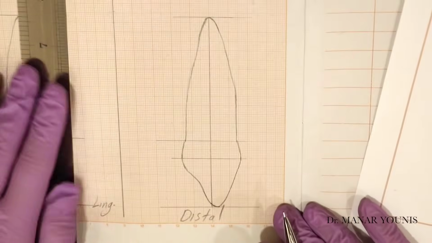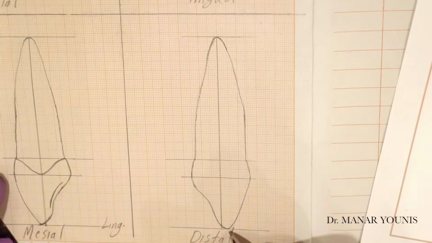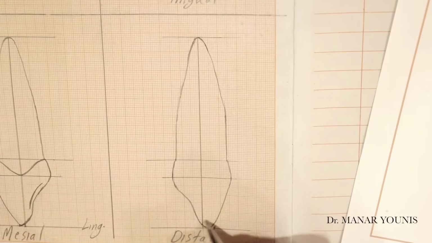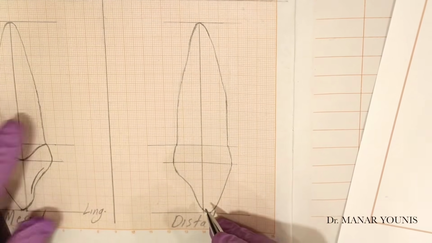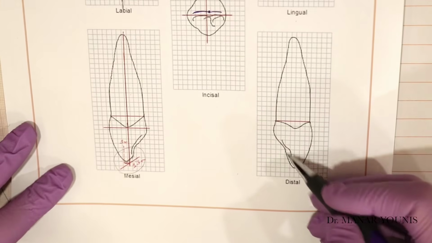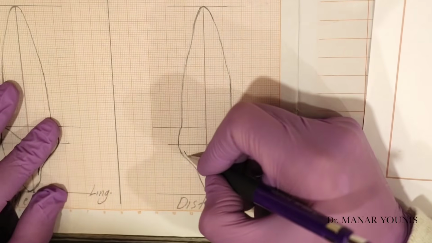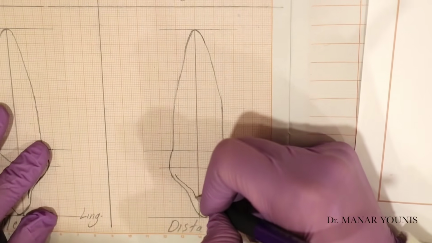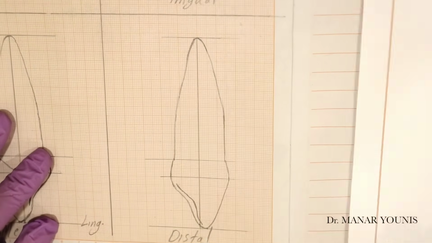For the distal aspect, the same procedure is followed. Also, the cusp tip is in front of, or labial to, the long axis of the root. The only difference is that the distal marginal ridge is heavier and more irregular in shape. It will be drawn like this. It has an irregular shape.